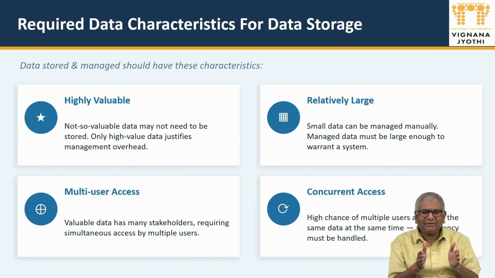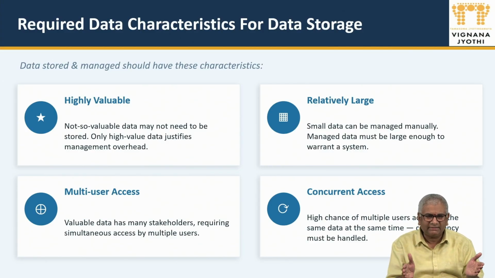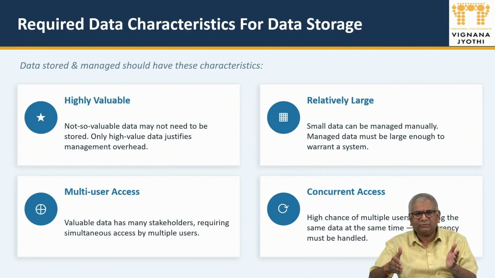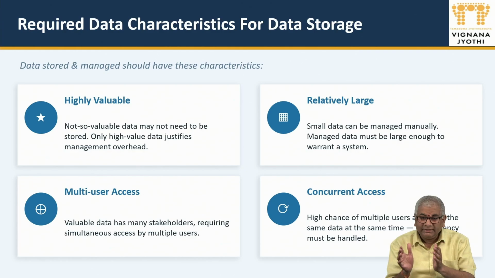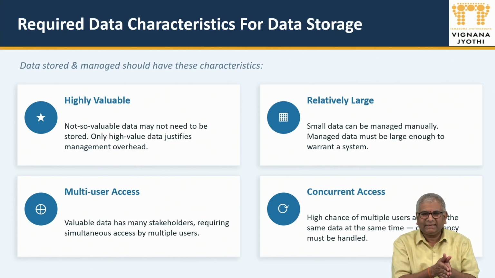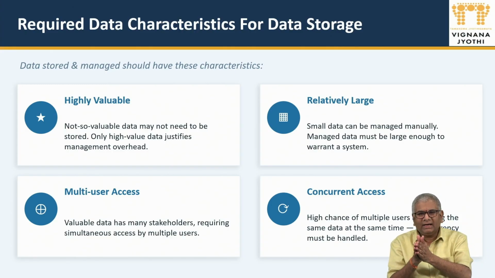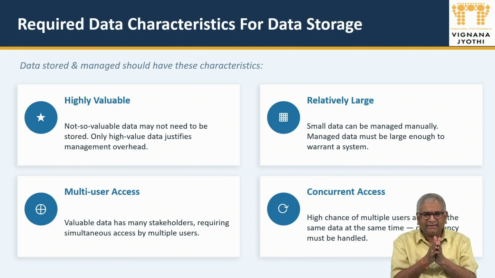So basically, in order to manage data, it should have certain characteristics. So what are those characteristics? Data stored and managed should have these characteristics: highly valuable, relatively large, multi-user access, and concurrent access. These are the four major aspects. If data has them, then we want to manage the data. We talked about managing data earlier, right? We want to manage that only when these four major things are available.